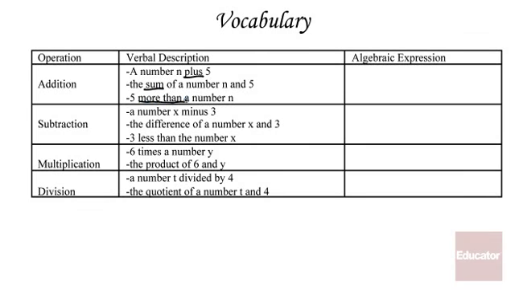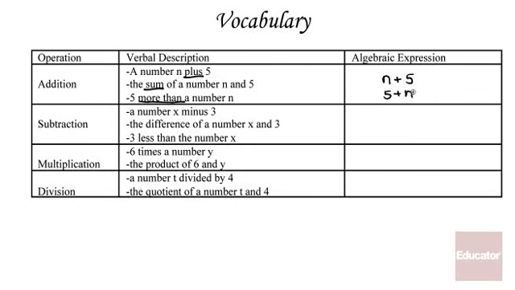Notice that more than is not saying 5 is greater than. It's not an inequality. In this case, more than is representing addition. All of these verbal descriptions could be written as n plus 5 or 5 plus n. It doesn't matter the order that you write it because in addition, order does not matter. Next, we'll look at subtraction.